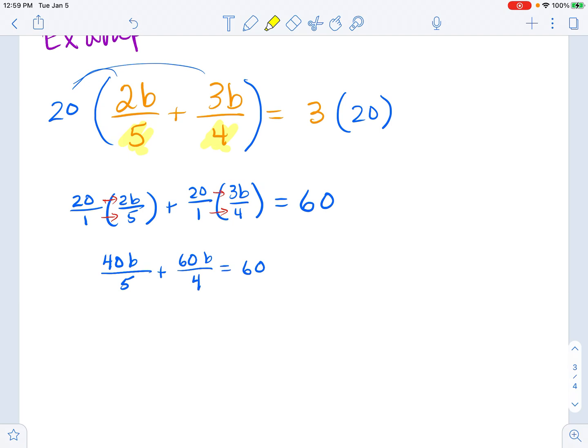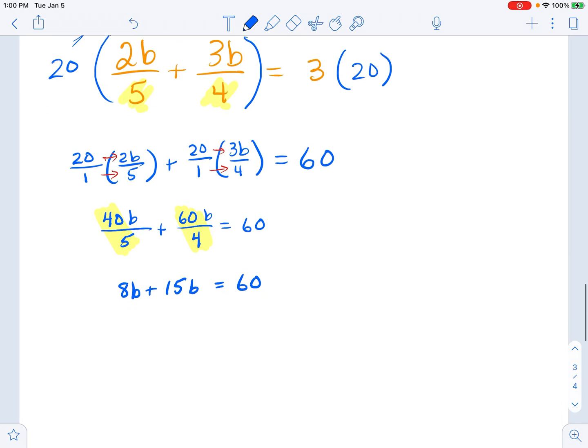Because I multiplied by a common denominator, the fractions I'm left with can be simplified into regular integers. No more fractions. 40 divided by 5 is 8, so 40b divided by 5 is 8b. Do you remember when we did dividing terms by a constant? This is exactly the same thing. And then 60b divided by 4 is 15b. Look what I did. I cleared all the fractions. That makes life so much easier.